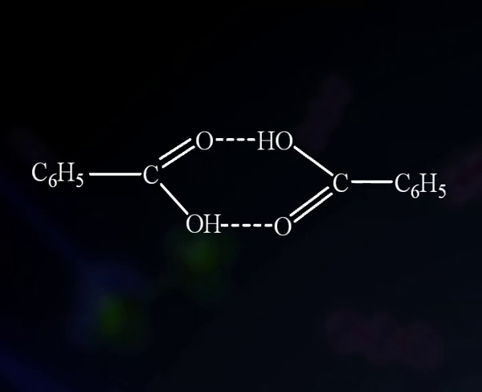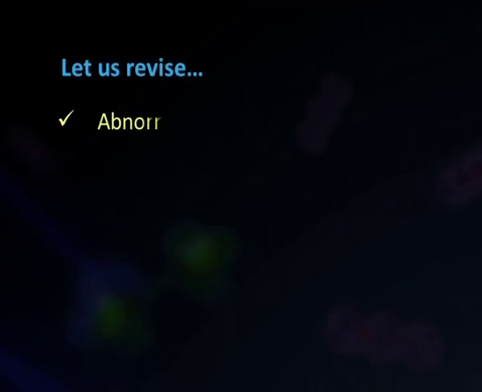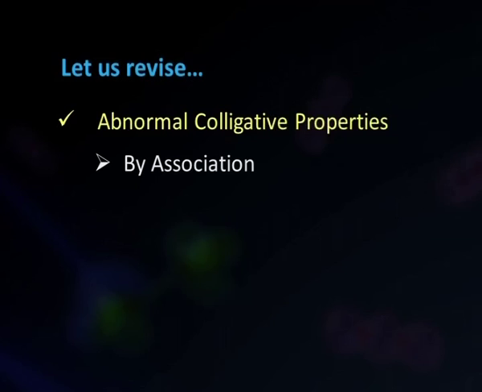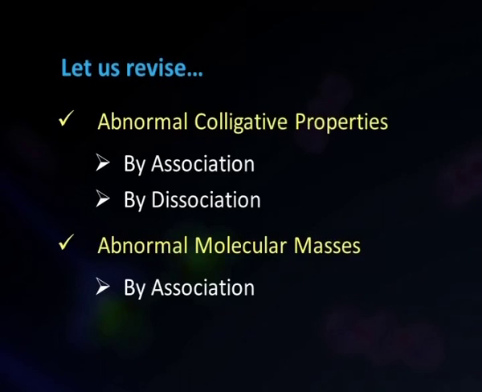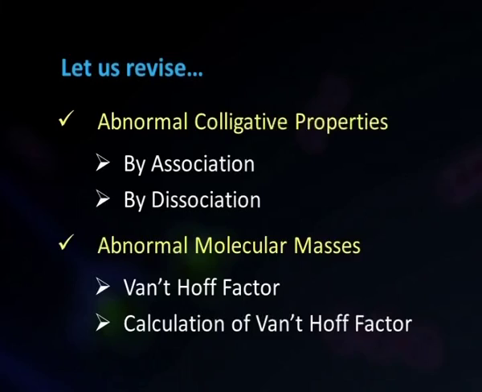Here is the structure for the dimer of benzoic acid. Two molecules of benzoic acid are bonded with each other by 2 hydrogen bonds. In this unit, we discussed abnormal colligative properties by association and dissociation, abnormal molecular masses again by association and dissociation, van 't Hoff factor, and calculation of the van 't Hoff factor. With this, we also come to the end of the unit Solutions, dilute solutions and colligative properties. I hope you are now able to understand this unit in a better way.